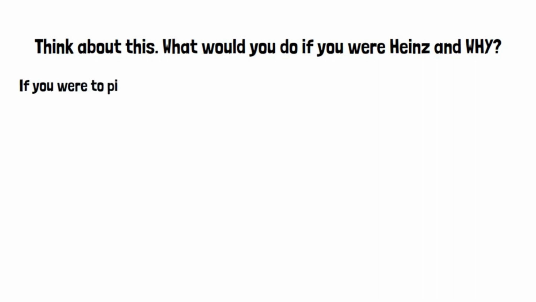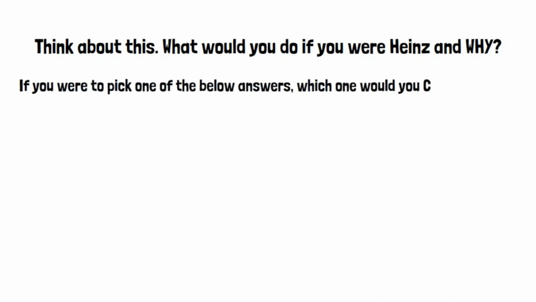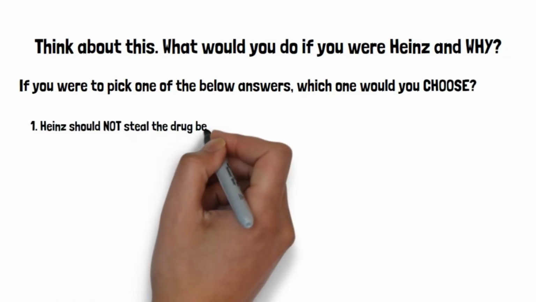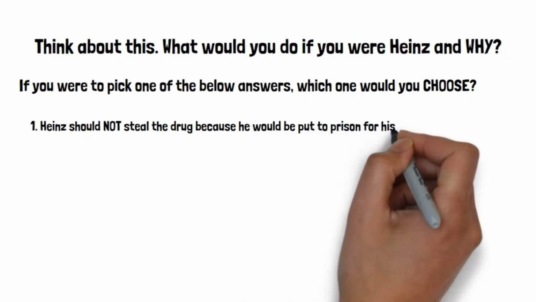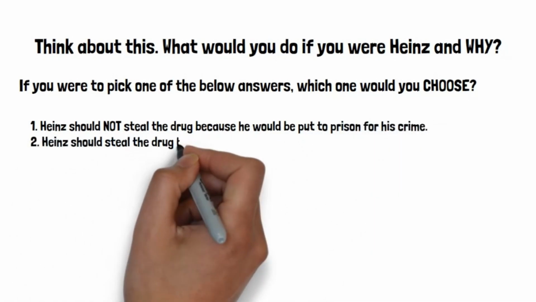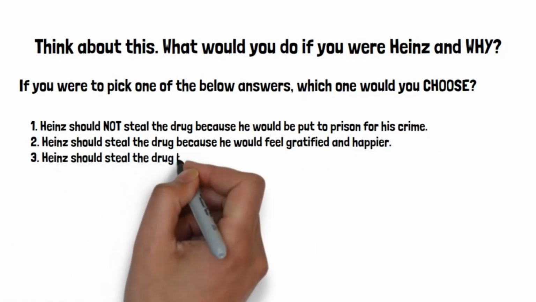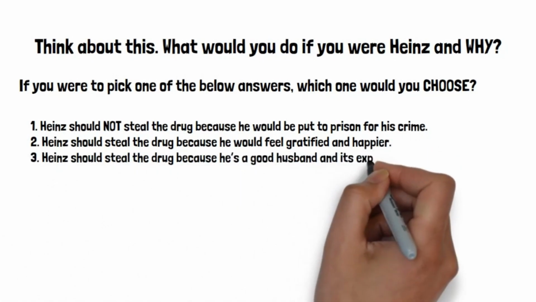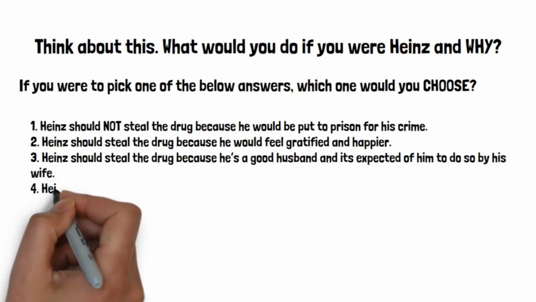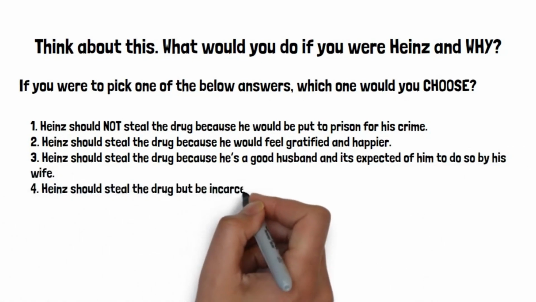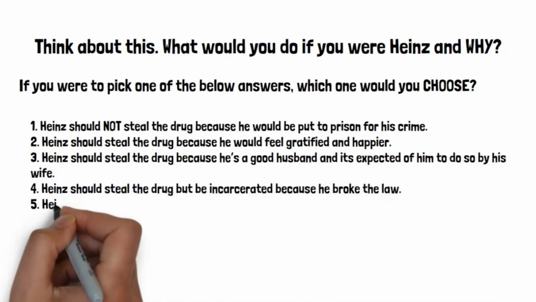If you were to pick one of the below answers, which one would you choose? Number 1. Heinz should not steal the drug, because he would be put to prison for his crime. Number 2. Heinz should steal the drug, because he would feel gratified and happier. Number 3. Heinz should steal the drug, because he's a good husband, and it's expected of him to do so by his wife. Number 4. Heinz should steal the drug, but be incarcerated, because he broke the law.